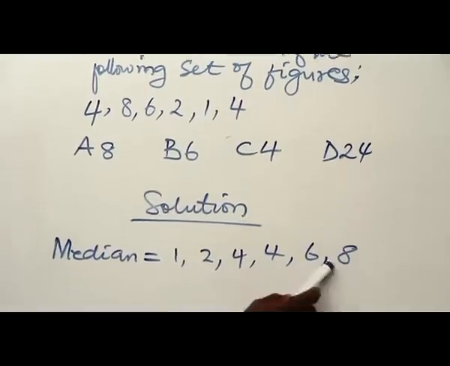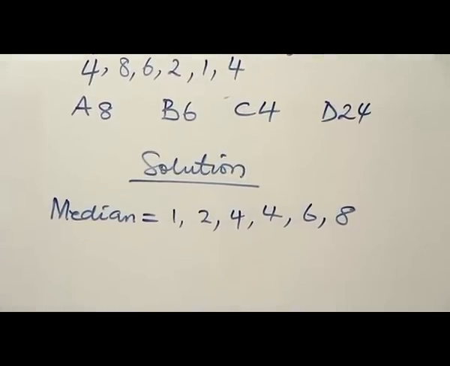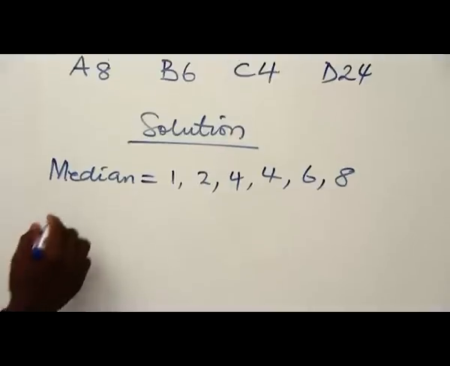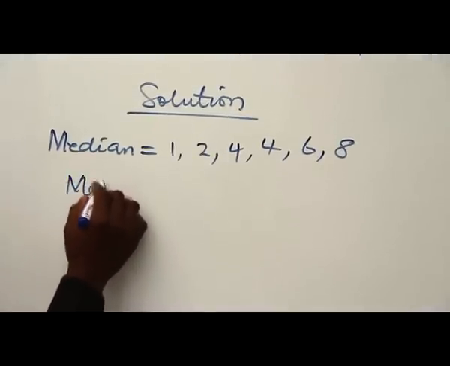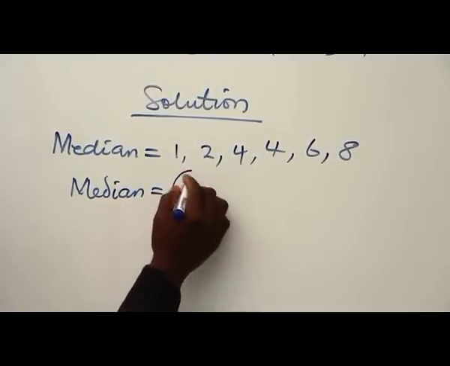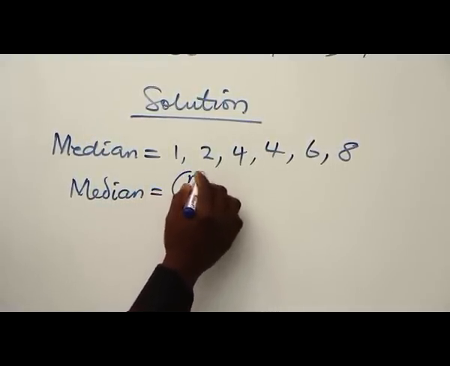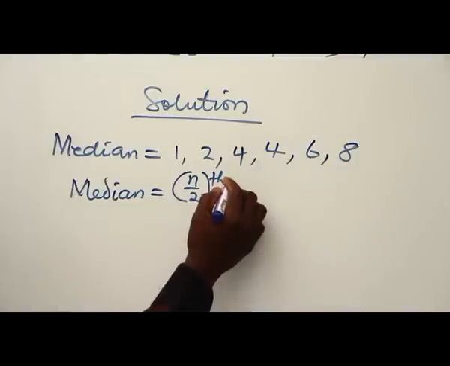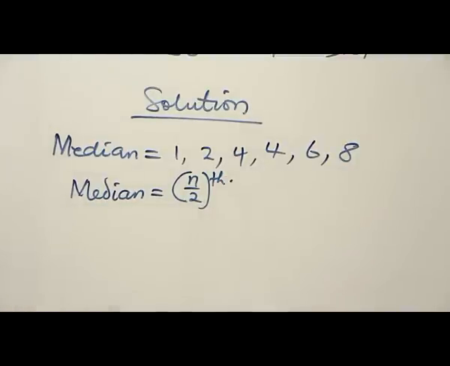We see that the total figure is even. So we can use the formula median equal n over 2 item, which means we look for the two middle values and find the mean.